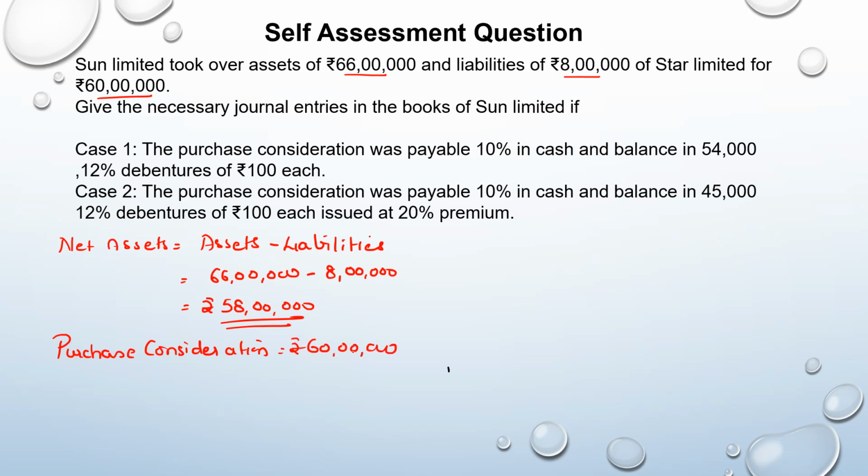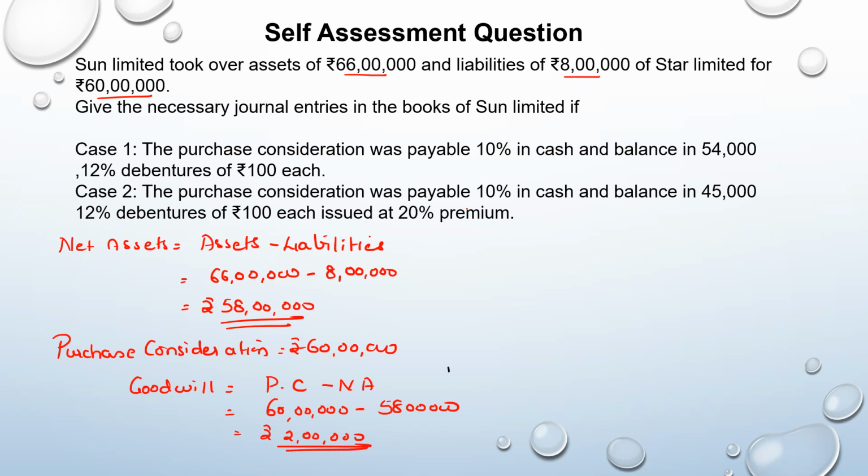So what do you see? You see that the purchase consideration is more. More is being paid to acquire. So 2 lakh extra is being paid. That is on account of goodwill. So goodwill is purchase consideration minus net asset. That is 60 lakh minus 58 lakhs. So the amount of goodwill in this case is 2 lakhs.